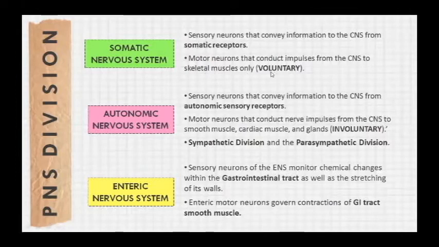However, in the autonomic nervous system, from the word itself, autonomic, which is somehow automatic, those motor neurons under the autonomic nervous system are responsible for the smooth muscle, cardiac muscle, and glands, which are highly involuntary. So this autonomic nervous system is further divided into three. It is the sympathetic division, the parasympathetic division, and the enteric nervous system, or the enteric division.